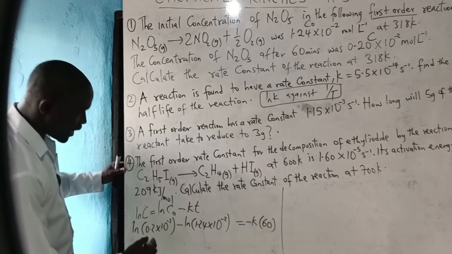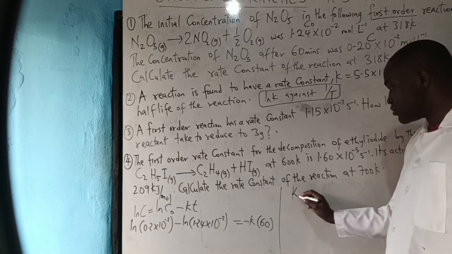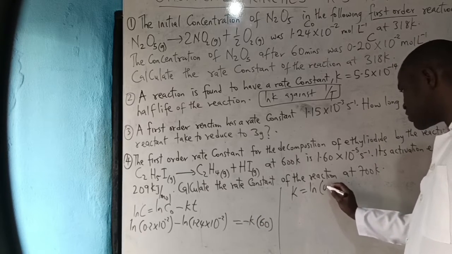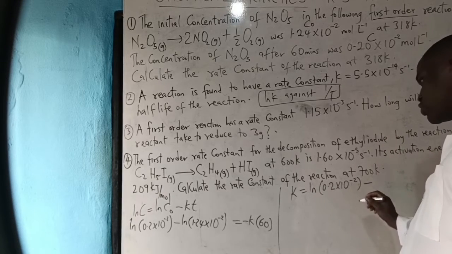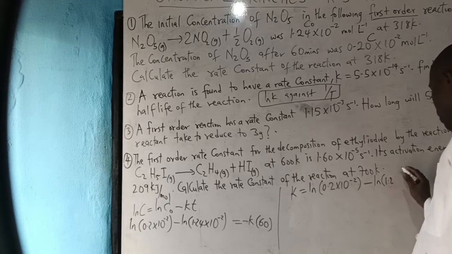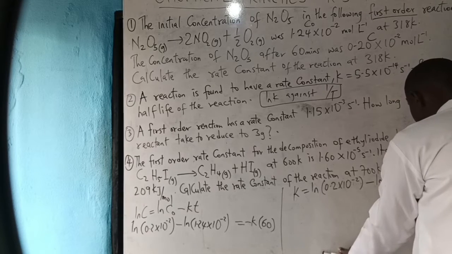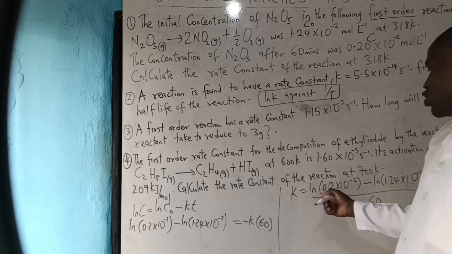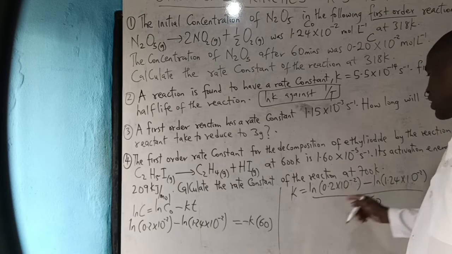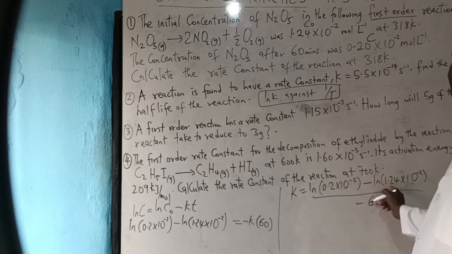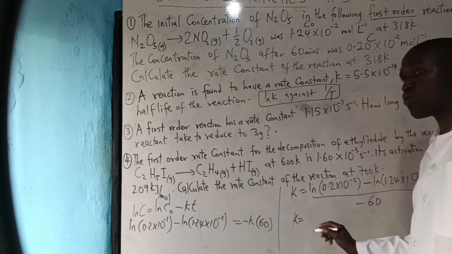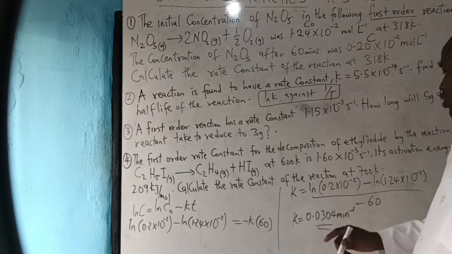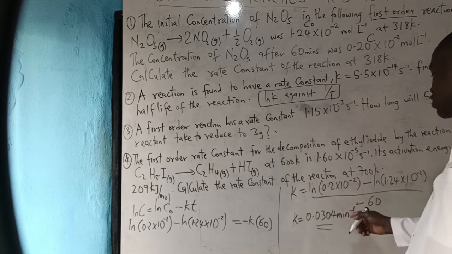And so what will happen is that we now tell them that our k will be equal to ln of bracket 0.2 times 10 raised to the power minus 2 minus ln 1.24 times 10 raised to the power of minus 2, all over minus 60. Carry minus 60 to the other side. Now you use your calculator, your scientific calculator. You see ln there. You say ln, so you put it in this way. This will be giving you a negative answer. Divided by negative 60, our k will be equal to 0.0304 per minute. So use your calculator and confirm it, and comment in the comment box below so that you verify this answer.